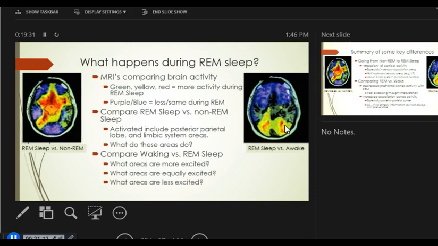So the conceptualization I have of this is that we've got a lot of sensory processing and consciousness going on. And we also have a lot of emotional things going on. And that to me sounds a little bit like a dream, where you tend to have a lot of emotional responses in dreams.